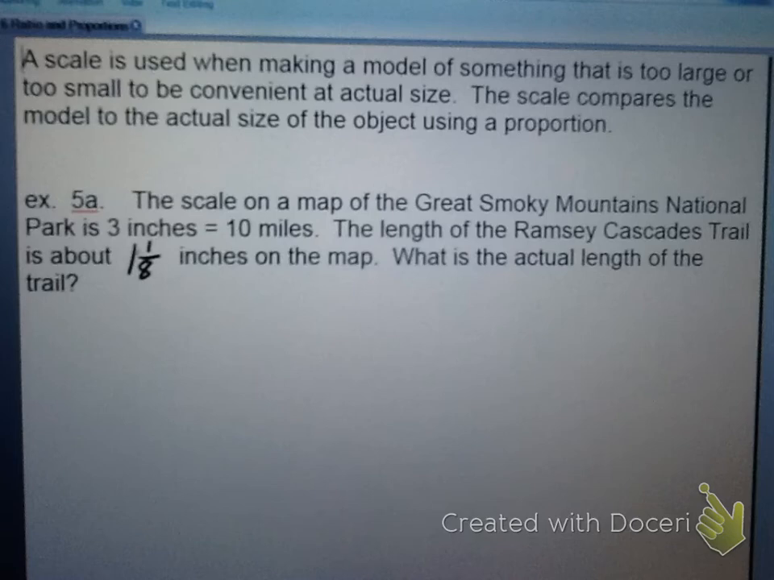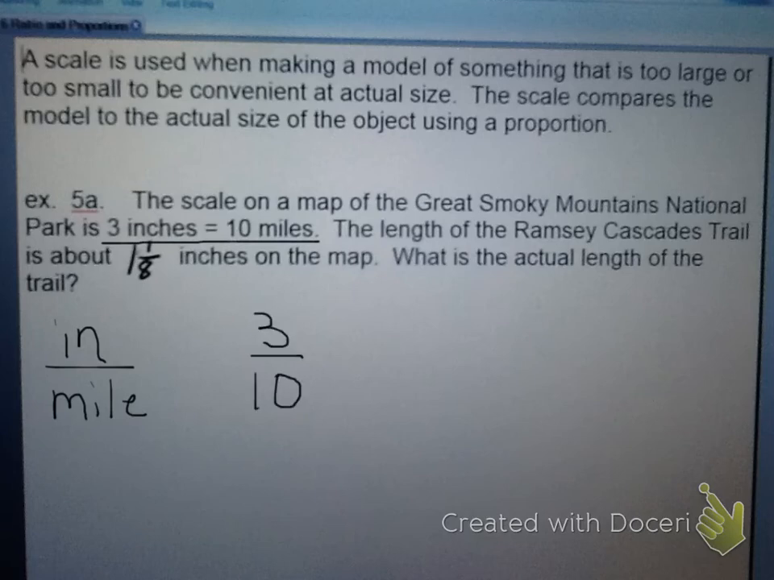So we have the inches. My little formula is going to be inches over miles. And it says the scale on a map says 3 inches is equal to 10 miles. So that's 3 over 10. I don't put the measurements in because the measurements are in my formula. Is equal to, what is the length of the trail? The length of the trail is 1 1/8 inches on the map. So what is the actual length of the trail? So where am I going to put the 1 1/8? I'm going to put it up top.